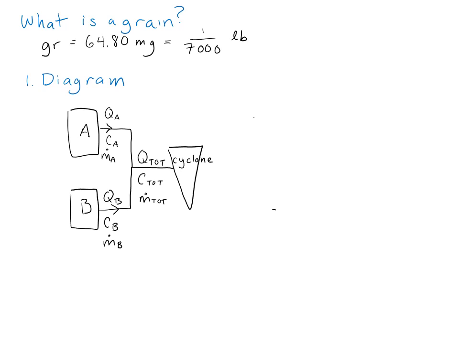With the cyclone, we have a mass flow rate out the bottom, which is the discharge rate, which is 95% of what comes in. So we're told that efficiency. And then we have what comes out the top, which is our m dot in the exhaust, which is going to be 0.05 times m dot total.